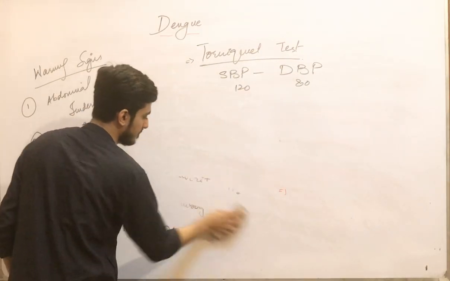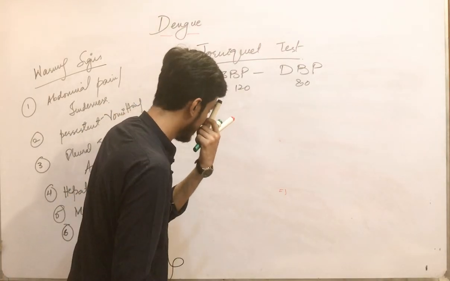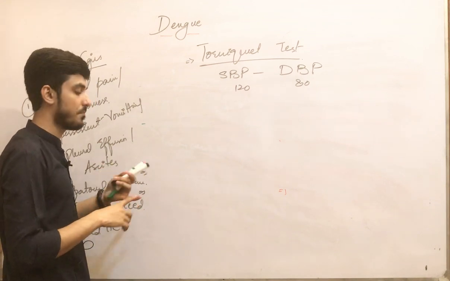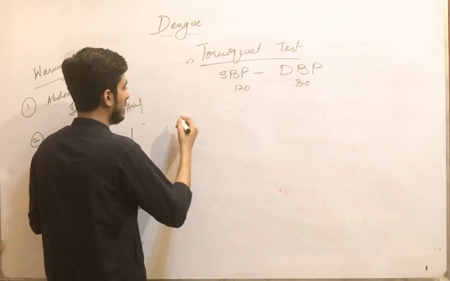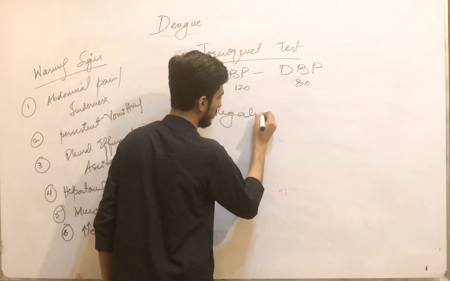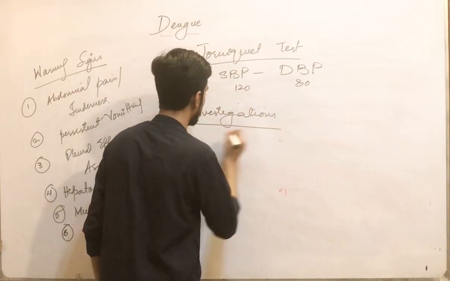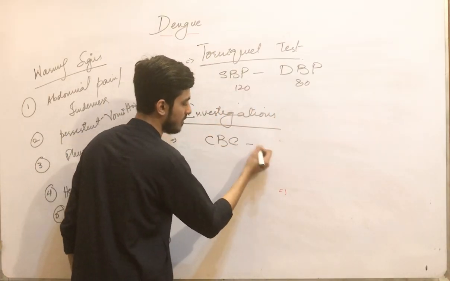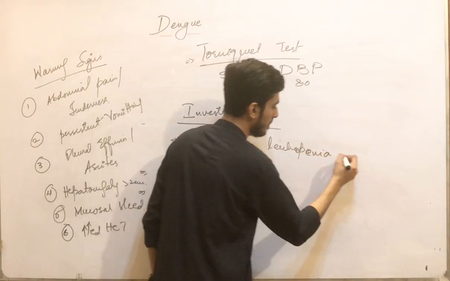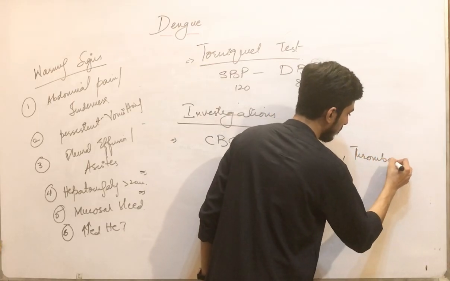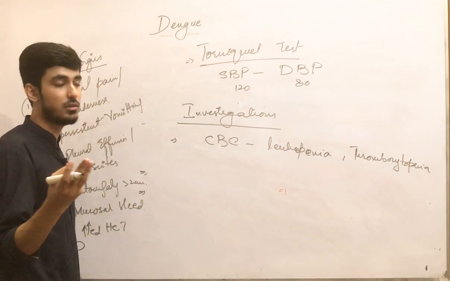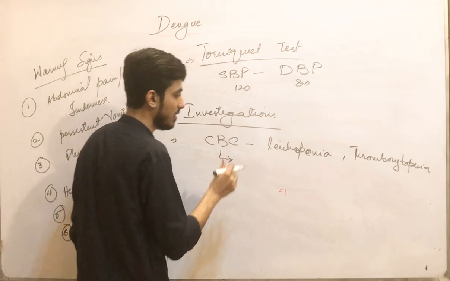Now what are the investigations? Obviously in dengue, if the liver is also involved, hypoalbuminemia will also be there, and AST and ALT will also be raised. Now what are the investigations that you are going to carry out in dengue? First of all, you all know we will carry out CBC. In CBC you will be seeing leukopenia, thrombocytopenia, and obviously hematocrit and hemoglobin. These all things you have to see in the patient in the CBC.